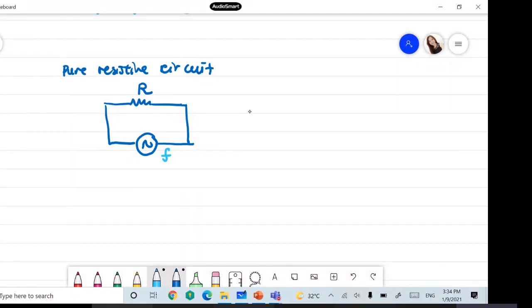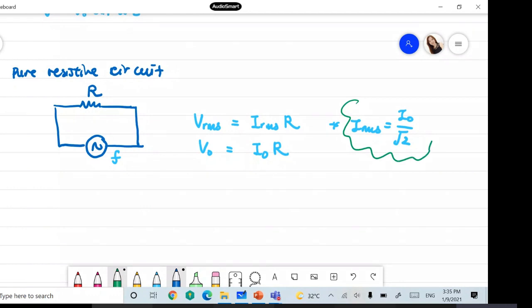So we can use the voltage V RMS, voltage root mean square, equal to I RMS multiplied by R, which is Ohm's law. Ohm's law says that V equals IR. Now I have only one electronic component, R. So V RMS is equal to I RMS multiplied by R. Of course, V maximum is also equal to I maximum multiplied by R, because I RMS is equal to I naught divided by root 2.